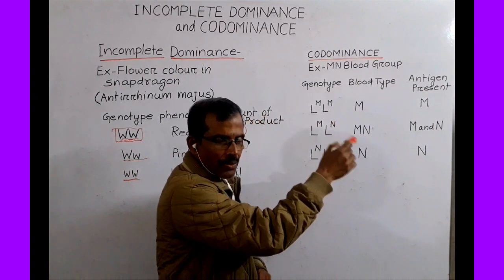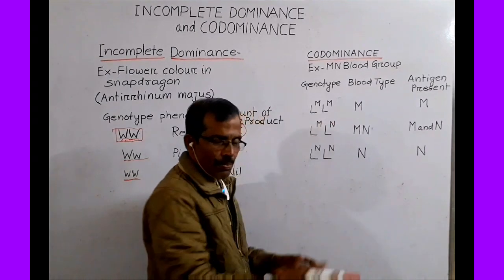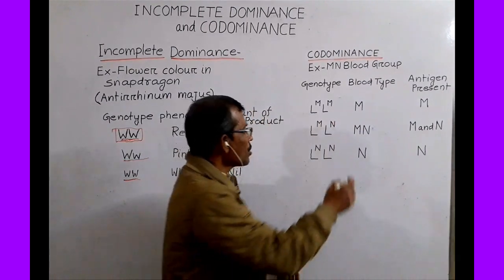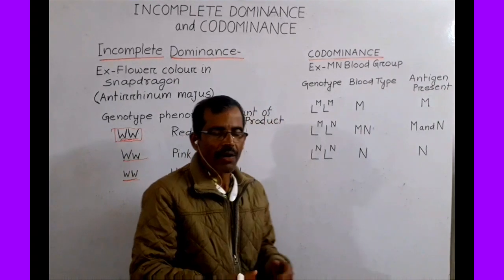So in a heterozygous individual, these two alleles are fully expressed. So in those individuals, both M and N antigens are found.